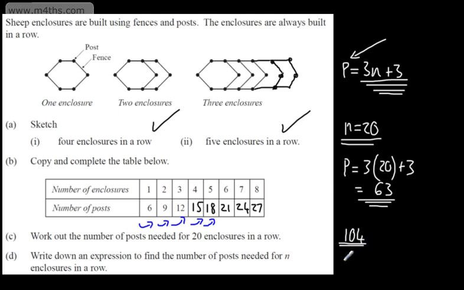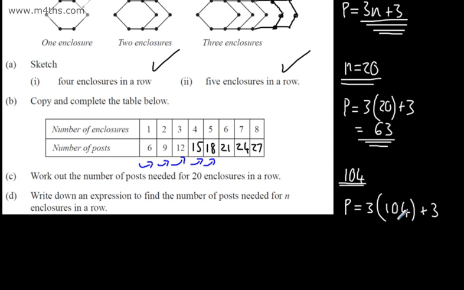I personally think it's a lot easier, because if we were asked now for 104 enclosures, how many posts? The posts would be equal to 3 lots of 104 plus the 3, and that's going to give us what, 312 plus the 3, which is 315. So it's a lot easier to work this way.